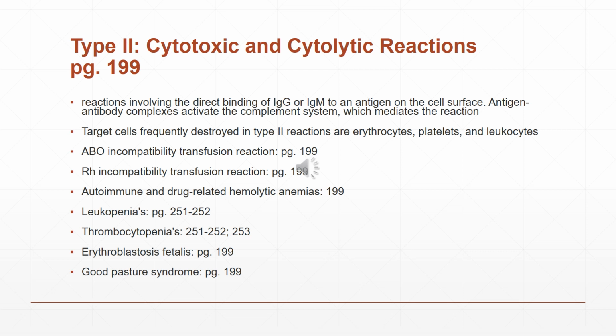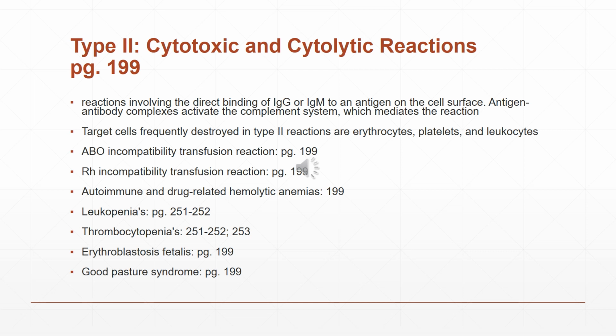Rh incompatibility transfusion reaction is similar to that of the ABO. It can be life-threatening. Then there are autoimmune and drug-related hemolytic anemias, where a drug or medication causes hemolytic anemia. And leukopenias and thrombocytopenias could be some of the more caustic ones. You might see that along with chemotherapeutic agents. Leukopenias are found on pages 251 to 252 of the textbook. Thrombocytopenias are on 251 to 252 and on 253.